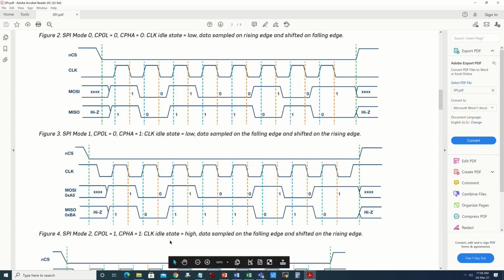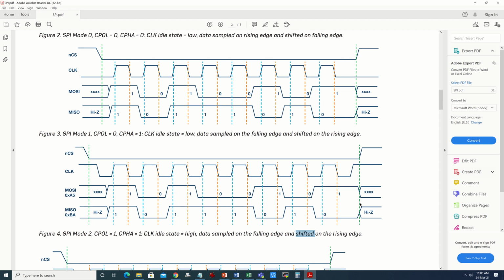So in this case the idle state is high and data is sampled during the falling edge. During the first falling edge data doesn't get sampled. In fact, only during the second falling edge the data gets sampled, so that is mode 2. And during the first rising edge, data is set up, or shifted onto the data line, whether it is the MOSI or MISO or COPI or CIPO lines.